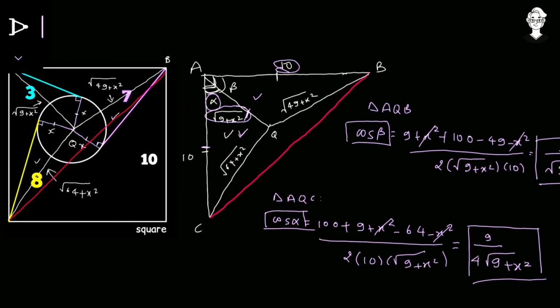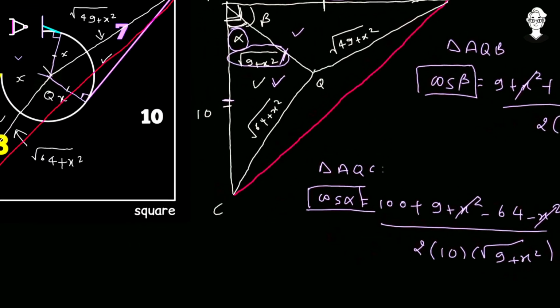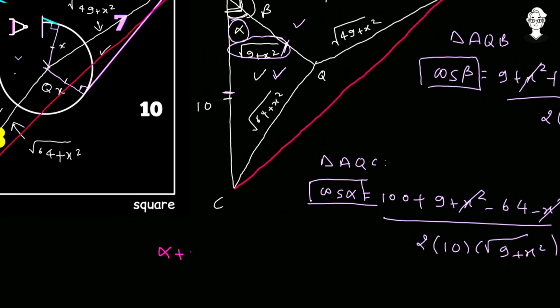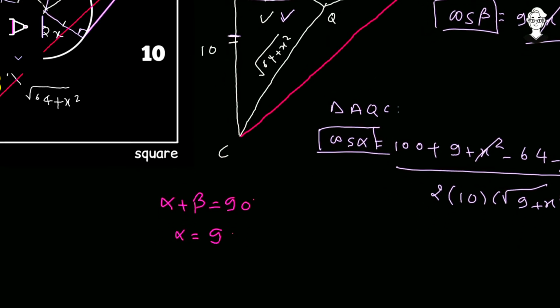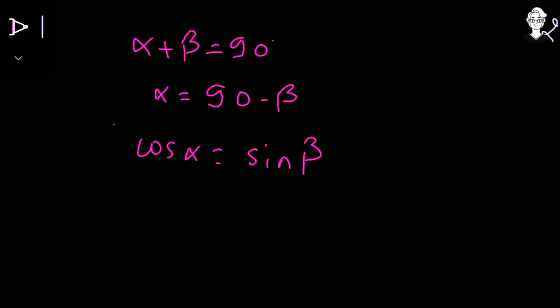Now remember the relation I was telling, that alpha plus beta equals 90 degrees. So let us utilize that. I am having from this diagram that alpha plus beta equals 90 degrees. So from here I can have that alpha is equal to 90 minus beta. I can take cos on both the sides. So cos of alpha is equal to cos of 90 minus beta, that is equal to sine beta. So we have this relation that cos of alpha is equal to sine of beta.